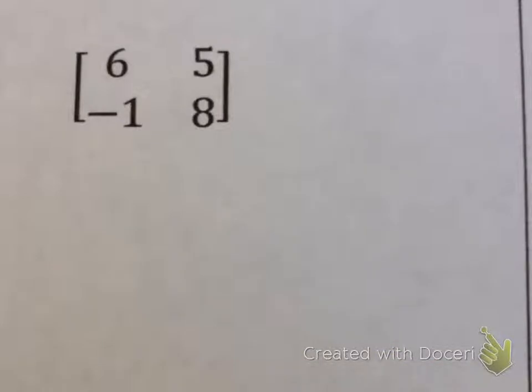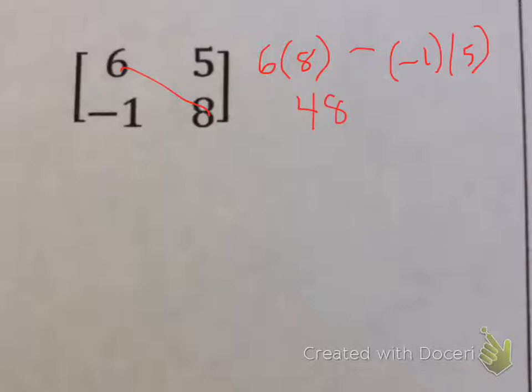Let's give it a try one more time. The first thing I have to do is find the determinant. So 6 times 8 minus -1 times 5. So 6 times 8 is 48, and then this would be a positive 5 back here. So my determinant is 53, which is kind of an ugly number, but in a way it kind of makes it nice because it means it probably is not going to reduce with anything.